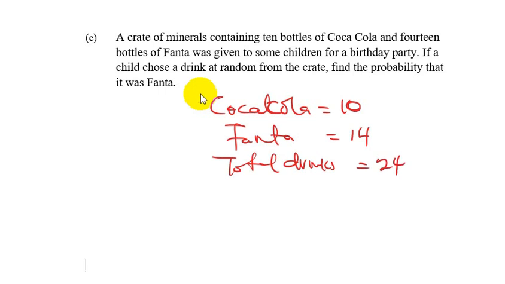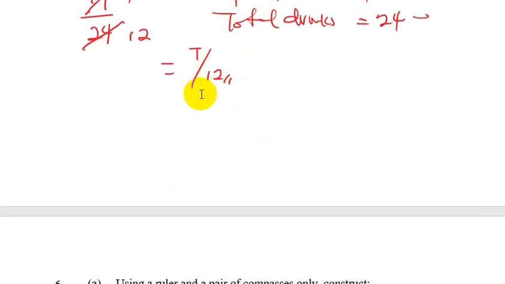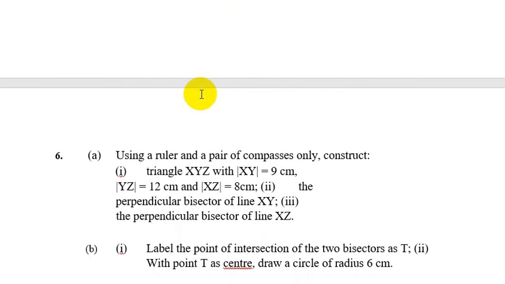Now, the children are picking at random. What's the probability that the child will pick Fanta? You will just divide this by the total. So it will be 14 over 24. Then we cancel out: 2 goes here 7, it goes here 12. So the answer is 7 on 12. That is all. It's just simple like that. So let's move to question 6.